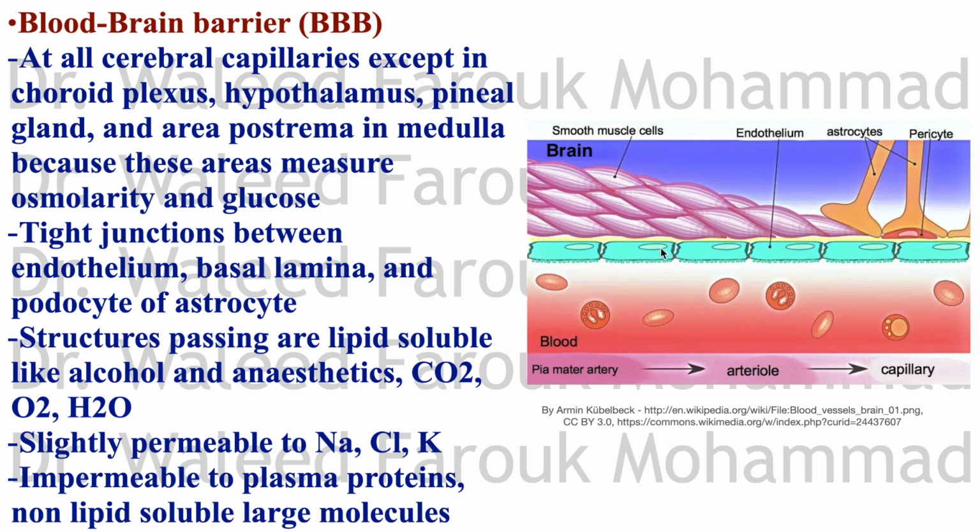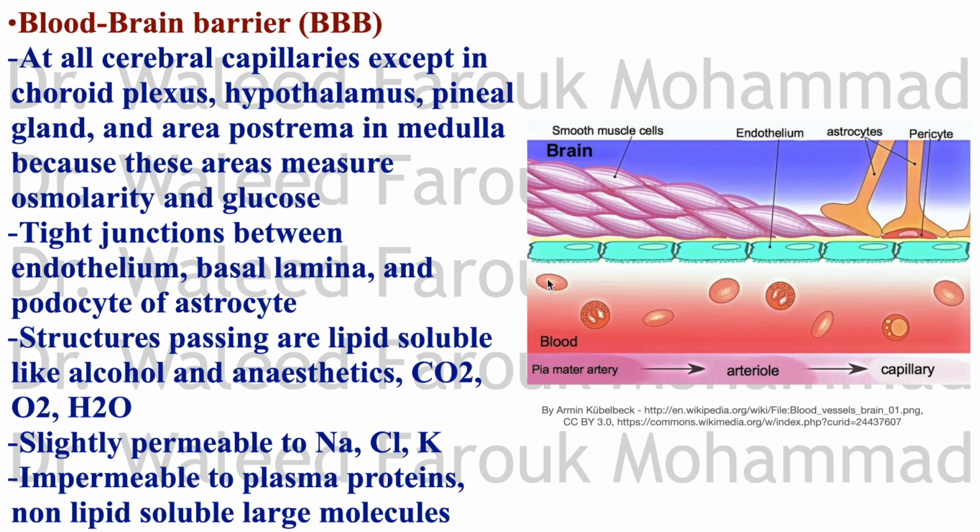It's present everywhere in the brain except in the choroid plexus, the hypothalamus, the pineal gland, the area postrema, and the medulla, for the function of these areas, because they measure osmolarity and glucose. So they must have direct contact with the blood.